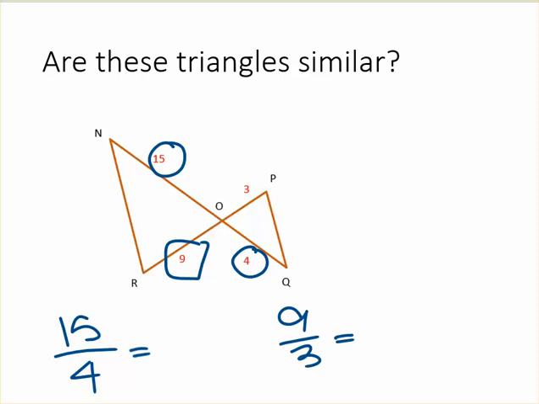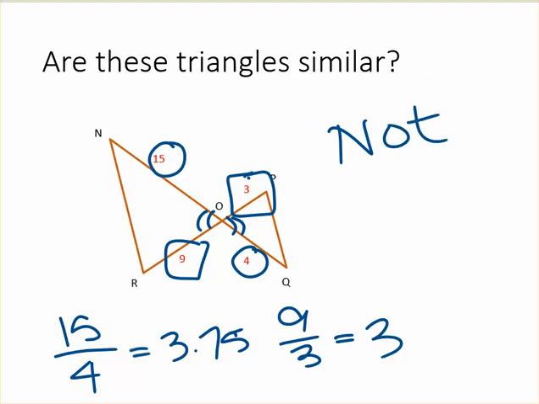Okay, so use your calculator. 9 divided by 3, well, that is just 3. 15 divided by 4, however, is 3.75. Okay, so those sides are not proportional. Even though I do have these vertical angles that are equal, I don't have enough information. So I do not know that those are similar. So not similar, or not enough information.